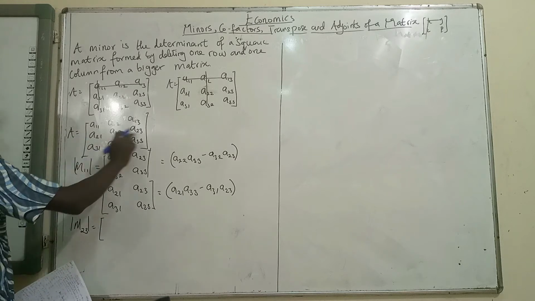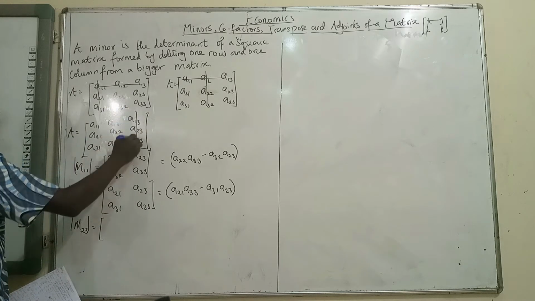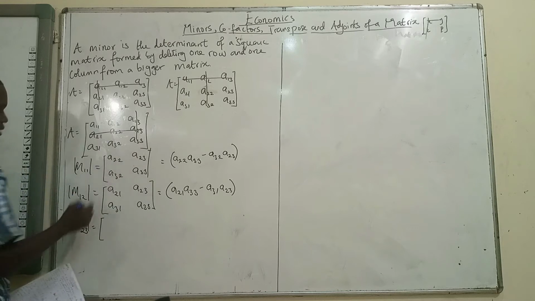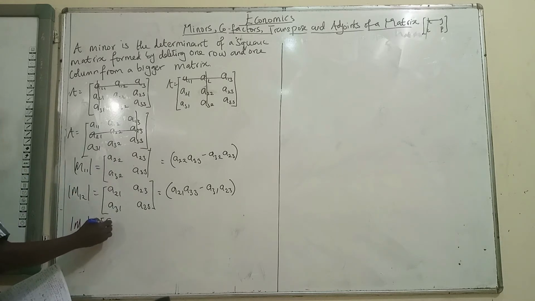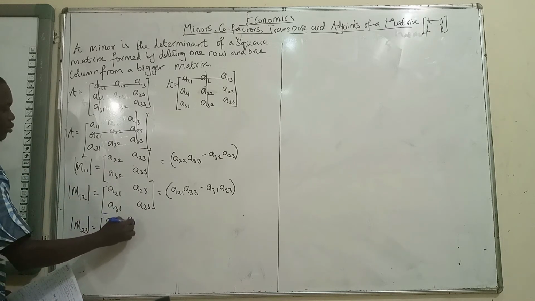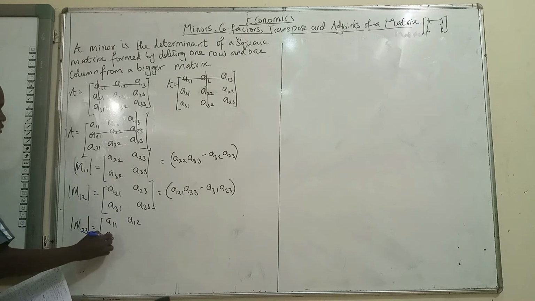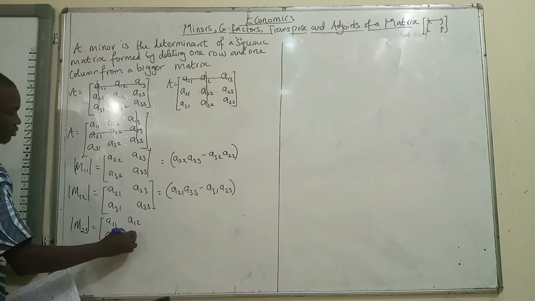Which is the second row and the third column, right? So let's try this out. We strike this out, and we are left with what? A11, A12, A31, and A32.